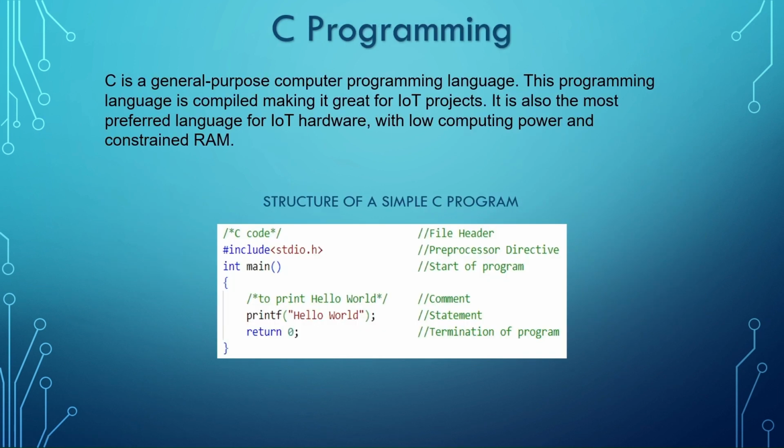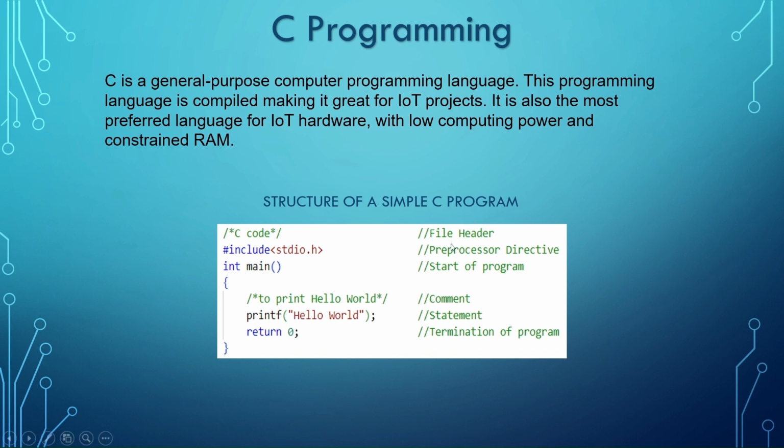Now we will discuss C programming. C is a general purpose computer programming language. This programming language is compiled, making it great for IoT projects. It is also the most preferred language for IoT hardware with low computing power and constrained RAM. Here is the simple structure of a C program.